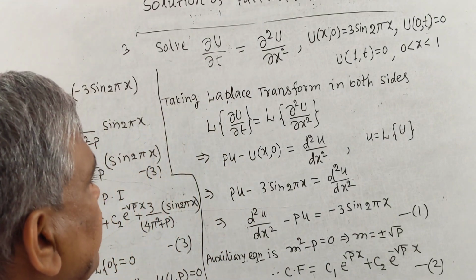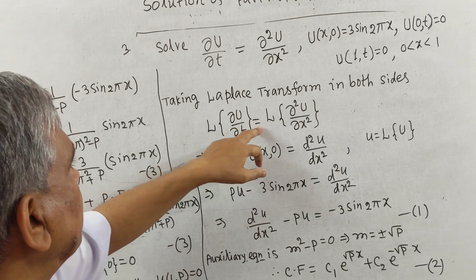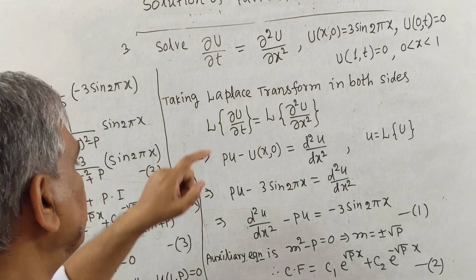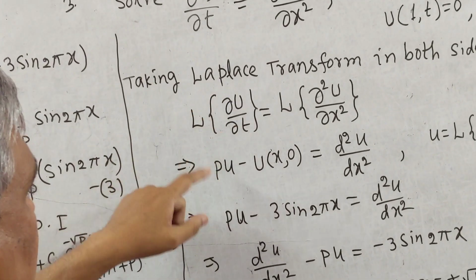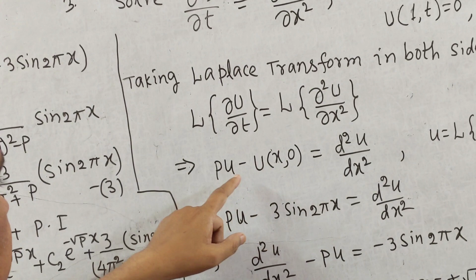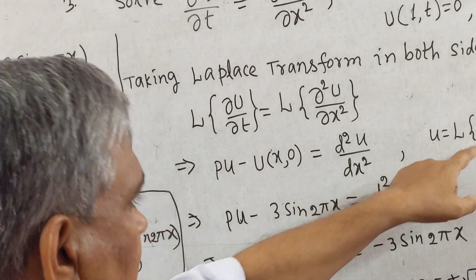Taking Laplace transformation in both sides, L of del u by del t equal to L of del 2u by del x square. We know that L of del u by del t equal to p u minus capital U(x,0), where small u is Laplace transformation of capital U.